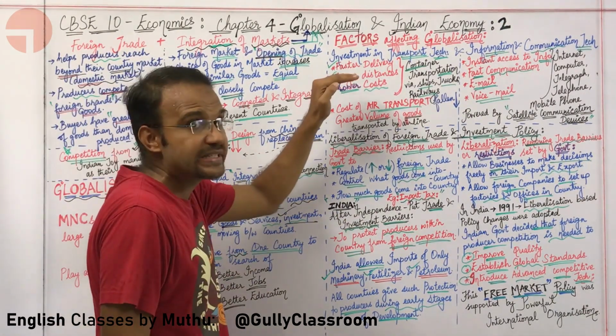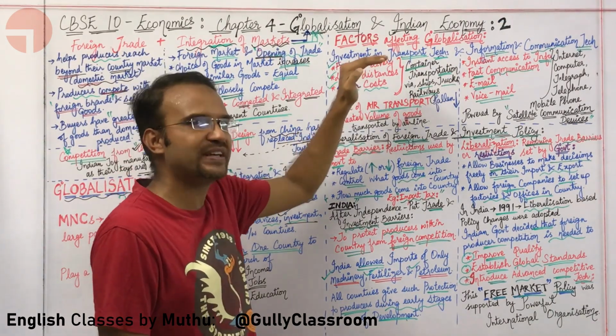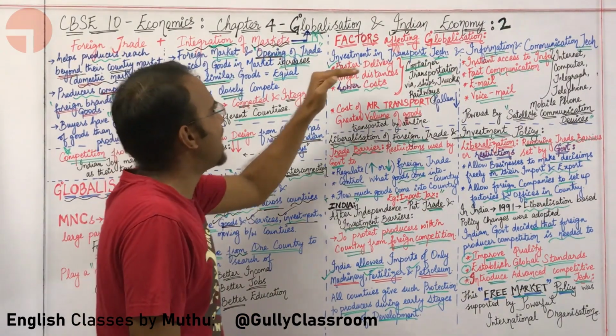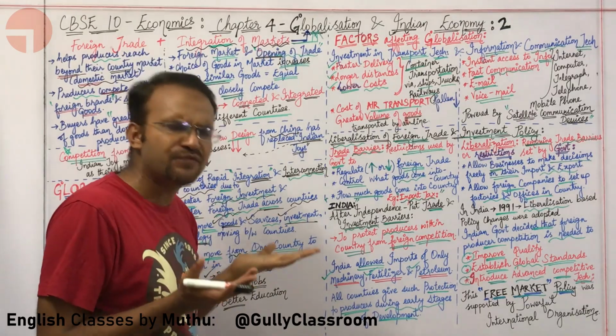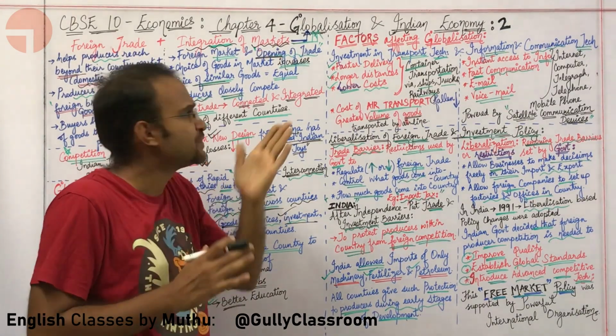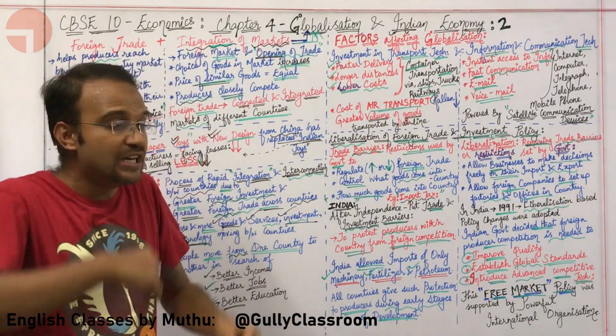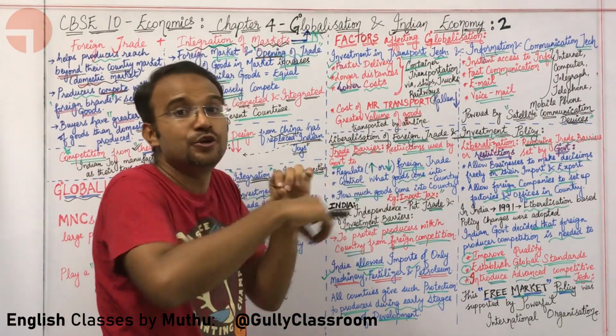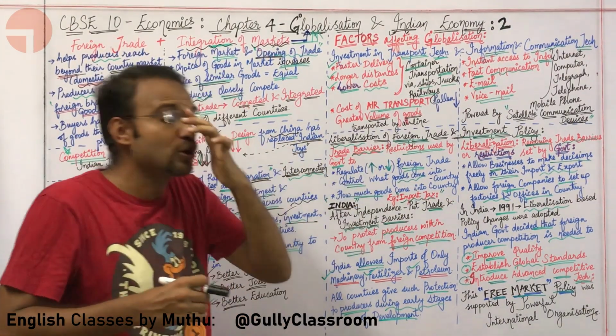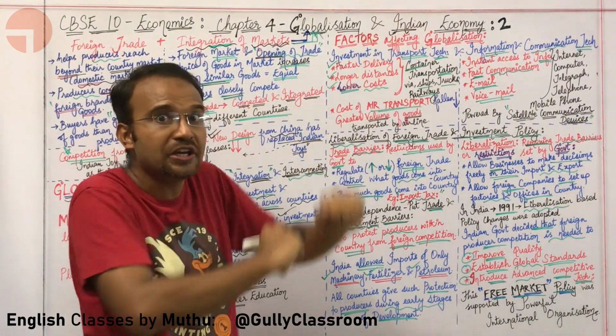What is the next segment? Factors affecting globalization. What are the different factors which are affecting globalization? With respect to globalization, technology is very important. Due to advancements in different technologies, globalization is growing like anything.